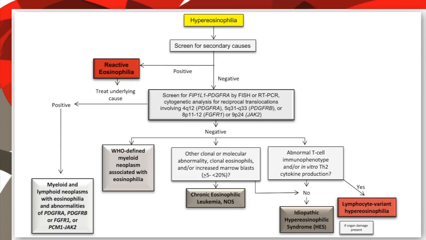If none of those are found, then basically there's a dealer's choice of other possible categories of eosinophilias. That includes WHO-defined myeloid neoplasms with eosinophilia, and chronic eosinophilic leukemia not otherwise specified. There is a variant called lymphocytic variant hypereosinophilia, which is mediated by T cell clones elaborating eosinophilic cytokines producing high eosinophil counts, which is not an eosinophilic MPN, but it's another category to consider. If none of these entities are found, we are left with idiopathic hypereosinophilic syndrome if organ damage is present, or idiopathic hypereosinophilia if no organ damage is found.